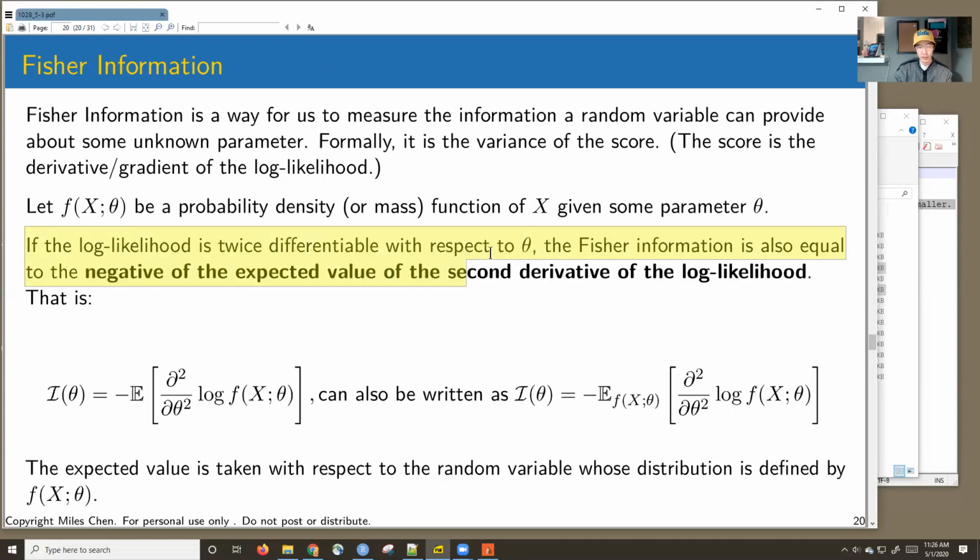But if the log likelihood is twice differentiable, then the Fisher information is also equal to the negative of the expected value of the second derivative of the log likelihood. That's a whole mouthful here, okay? Fisher information can be used to prove the lower bound, the Cramer-Rao bound and stuff. But here we're going to use it as telling us about how much information we have about some unknown parameter theta, okay? Do we have a lot of information about it, or do we have less information, okay?